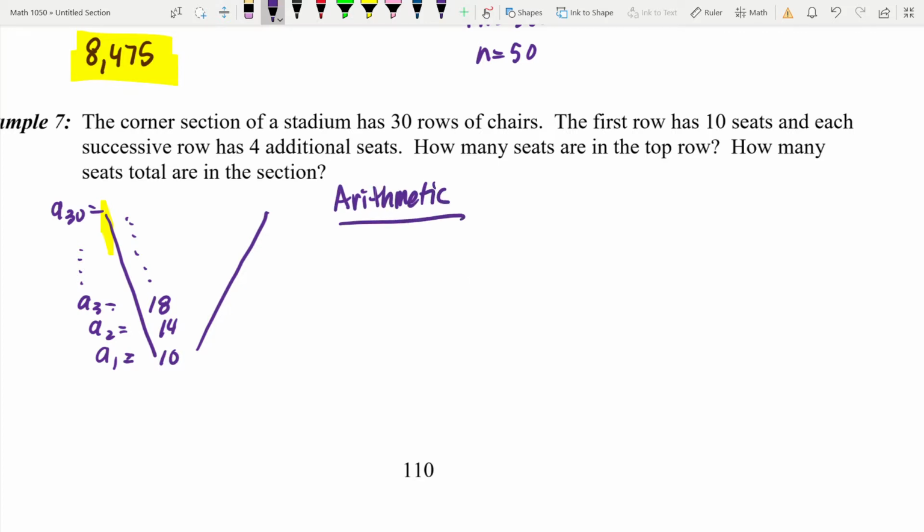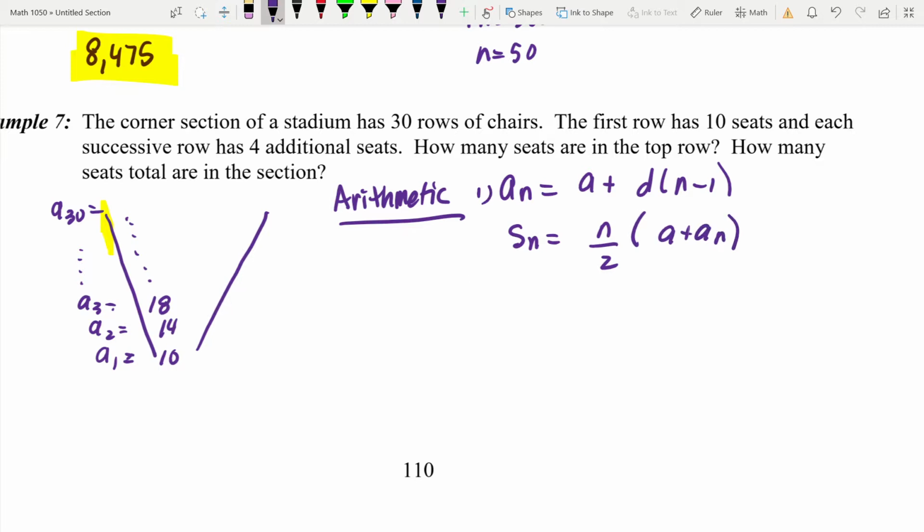Then I want you to write down the 2 formulas. Make yourself remember. A sub n, everybody in the room, just start saying it out loud. What's the formula? A plus D times n minus 1. Don't peek when you say it. The next one is the sum. S sub n equals the number of things divided by 2, times A plus A sub n. We're going to call this equation 1, and this equation 2.